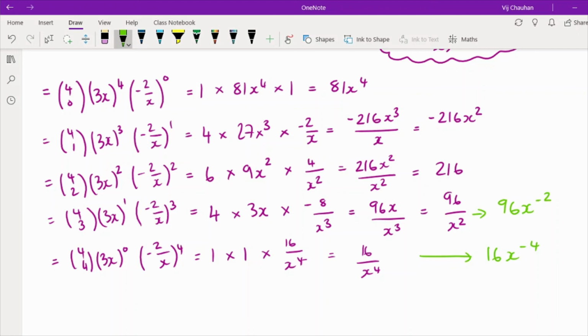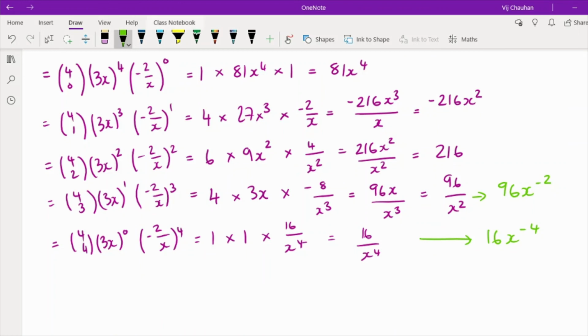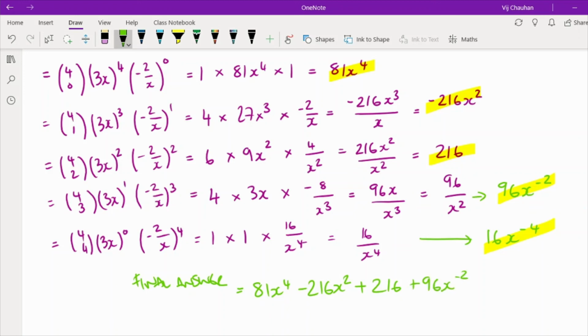So how I'd end up with my final answer is by adding each of those things together. So for example, adding 81x to the power of 4 minus 216x squared plus 216, minus 96 over x squared, and 16 over x to the power of 4. So my final answer to that expansion is going to be 81x to the power of 4 minus 216x squared plus 216 minus 96x to the power of minus 2 plus 16x to the power of minus 4.